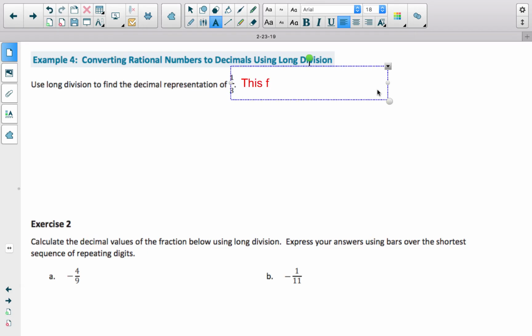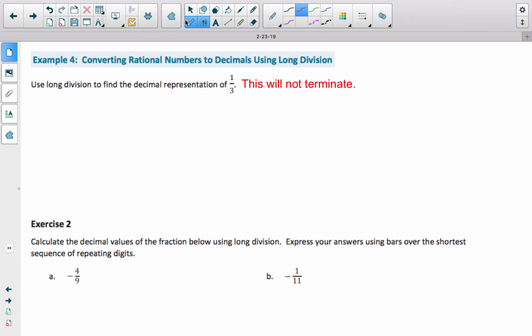Now, this will not terminate. I know that because this denominator is not a product of the factors of 2 and 5. 2 times nothing, no other whole number, gets 3, right? And 5, similar, same exact thing. So this is not going to terminate.